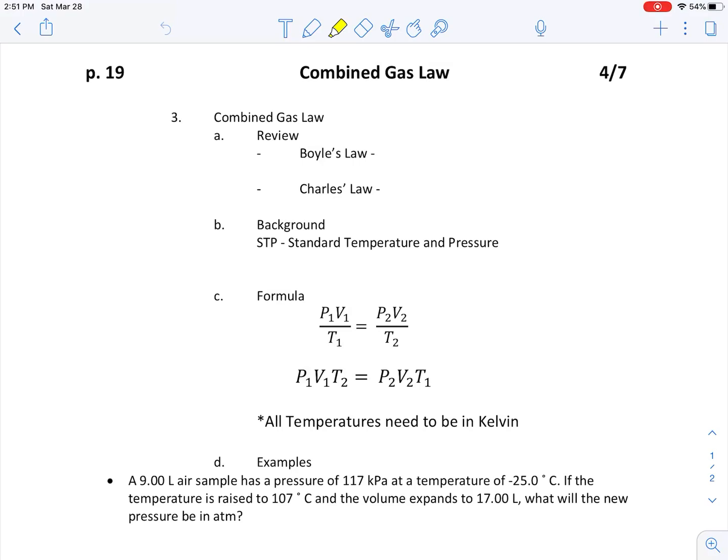Today we're talking about the combined gas law. It's page 19. We're looking at the combined gas law and today's date is 4/7.